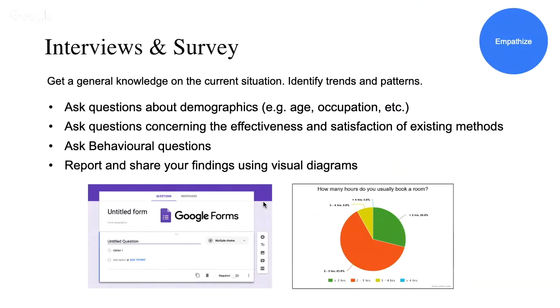So some of the key questions that you want to ask in your survey are, of course, about the demographics. So you can segregate your end users into different groups, right? Because different groups have different needs when things such as age and occupation are involved. Next, you also want to ask a lot of questions concerning the effectiveness and satisfaction of existing methods. If someone tells you that there's no problem with the existing methods, then why bother trying to come up with something better, when they are already satisfied with what they have?